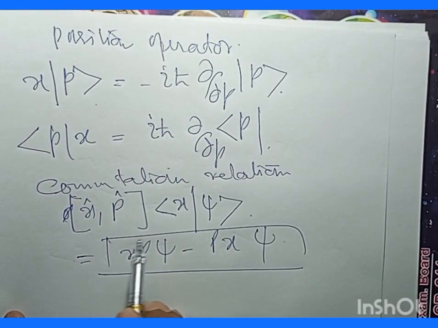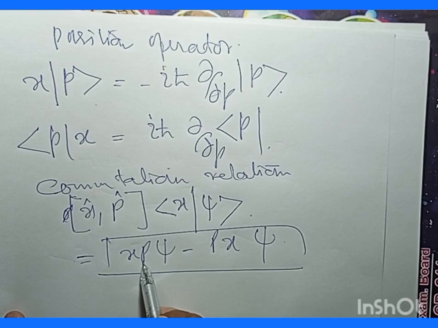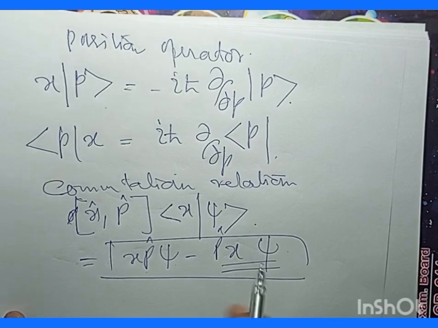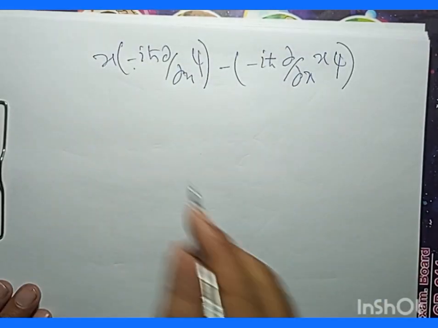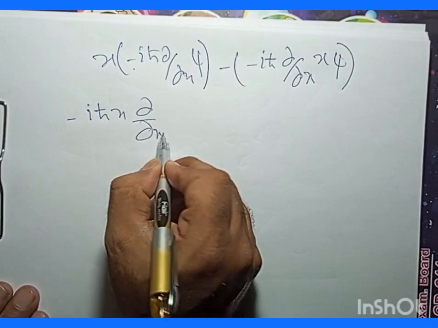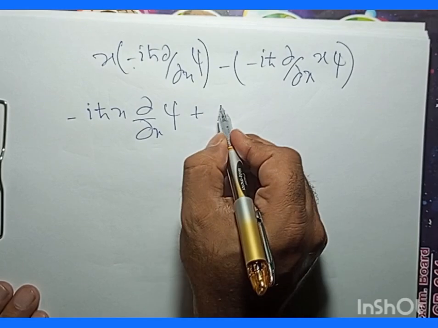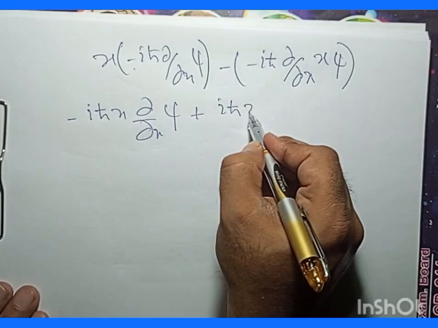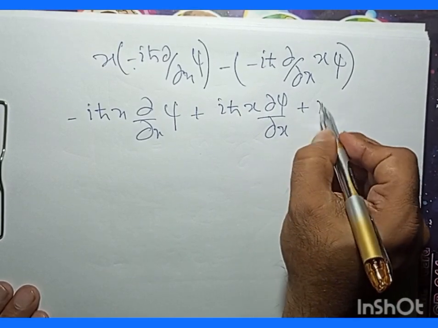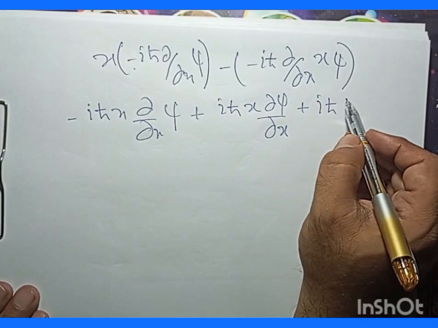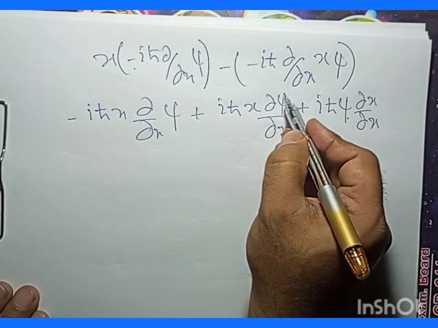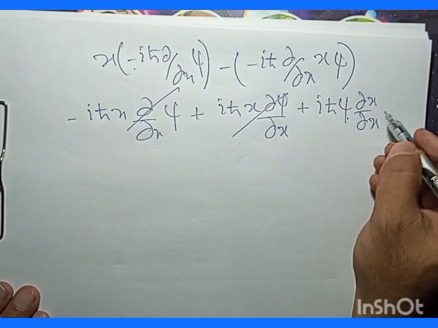On writing down their commutator relation, we have xp psi. For the p operator, we are using the momentum operator, and here we have the UV rule. So we can use the UV rule of differentiation here. So this is minus iħ x ∂psi/∂x. Then this will give us plus iħ x ∂psi/∂x, then plus iħ psi ∂x/∂x. So immediately this thing and this thing are going to cancel.